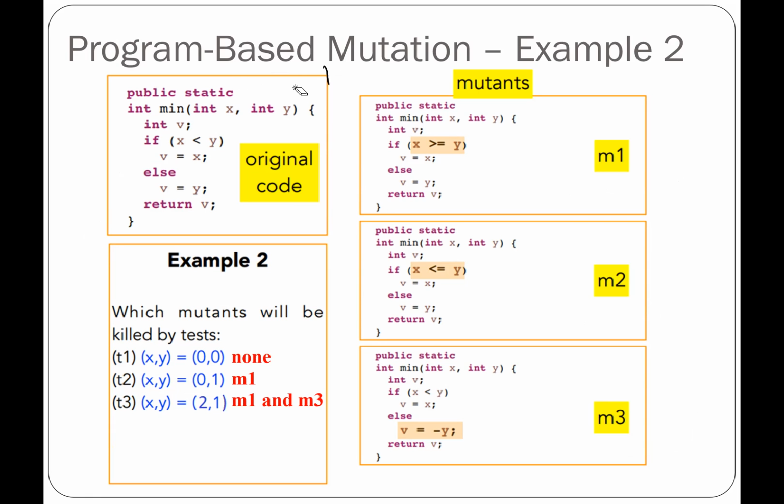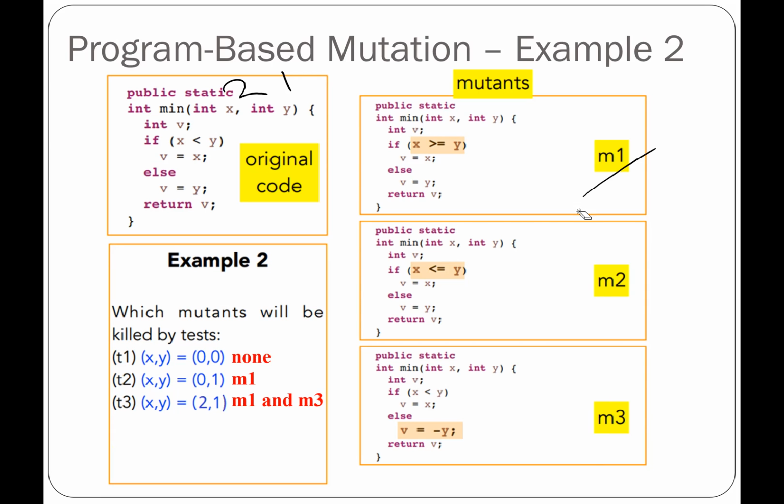All right, I give x as 2 and y smaller, so the y is actually smaller than the x. I realize that M1 and M3 give me different outputs, so I would have killed M1 and M3. And one thing I will notice is that it doesn't matter what test cases I use, I could never produce a test case that would kill M2.